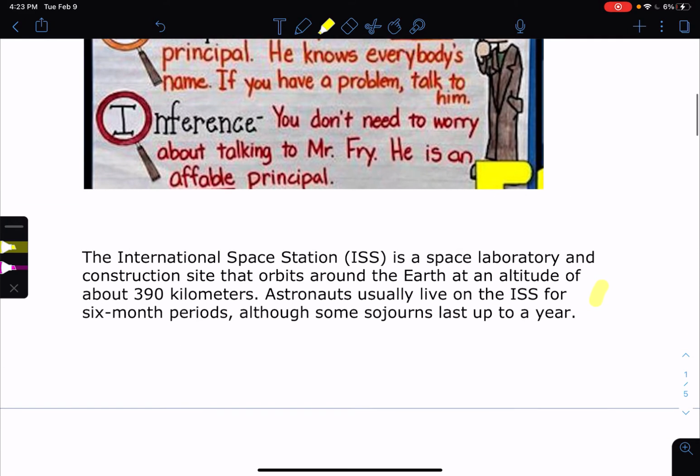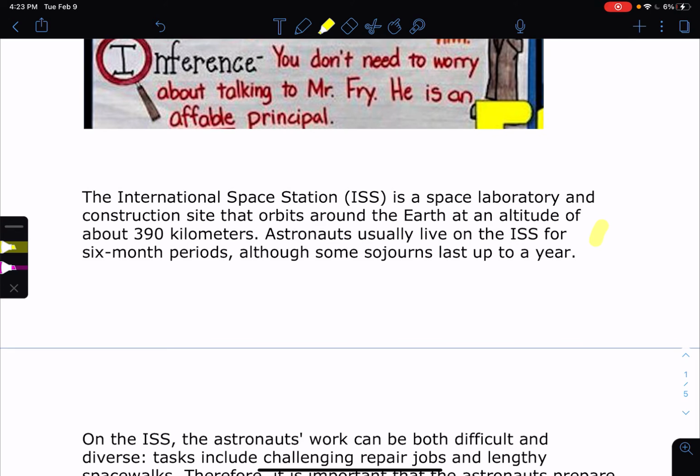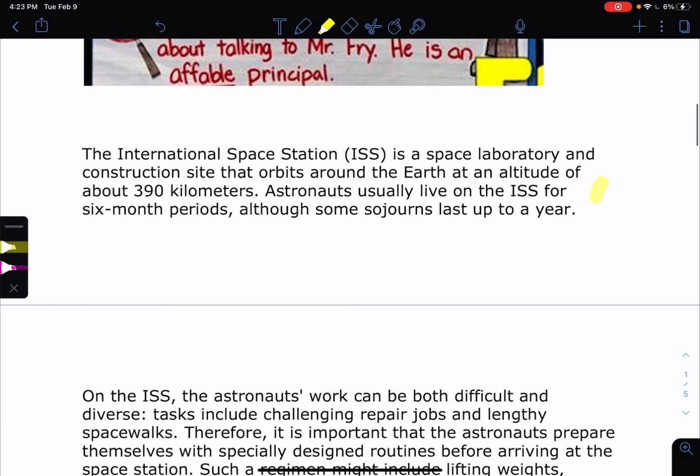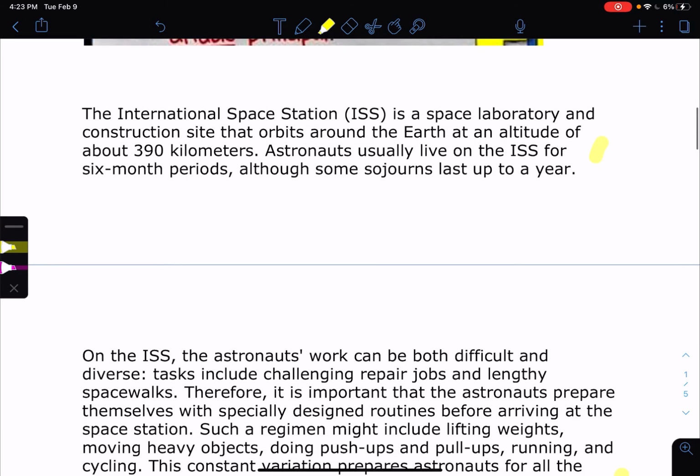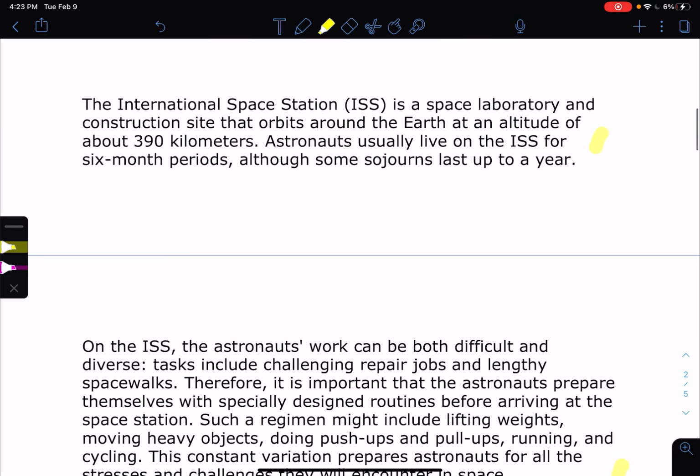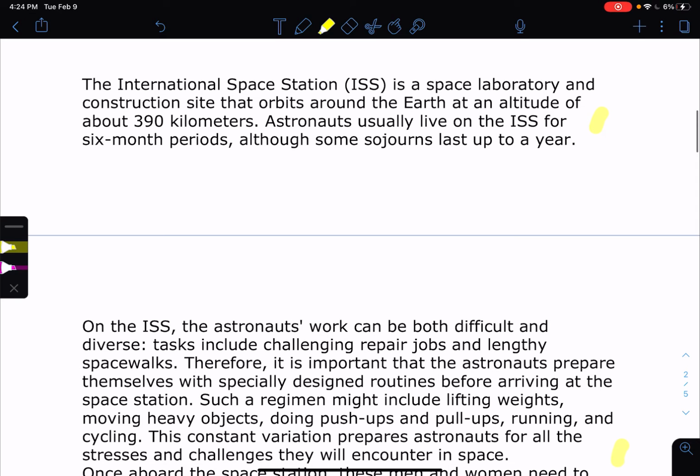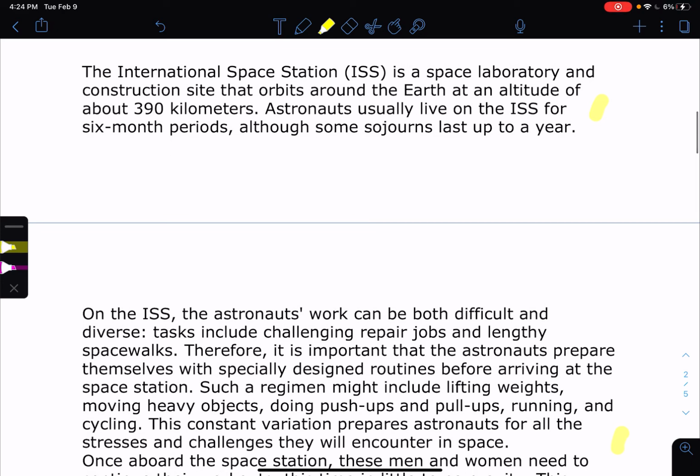So here we go. The International Space Station, ISS, is a space laboratory and construction site that orbits around the Earth at an altitude of about 390 kilometers. So this space station is going around the Earth. Astronauts usually live on the ISS for a 6 months period. That's quite a bit of time.